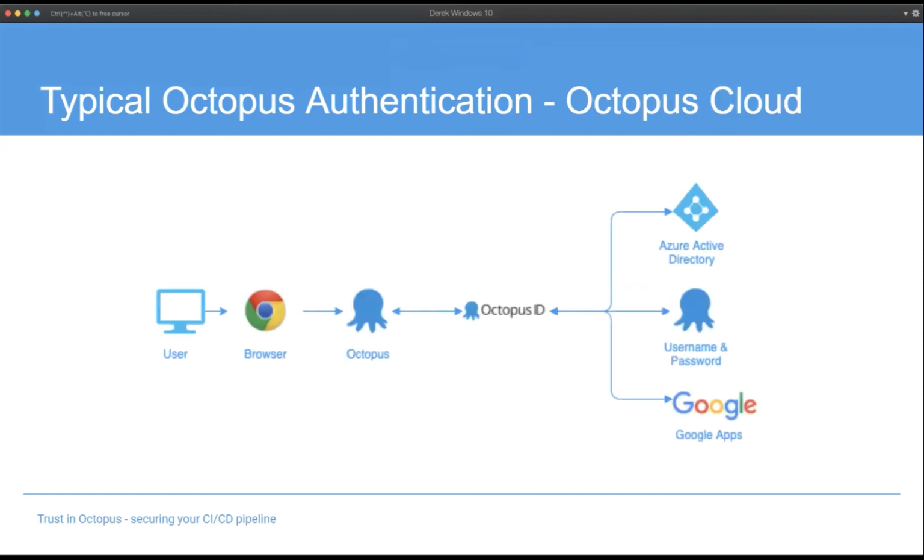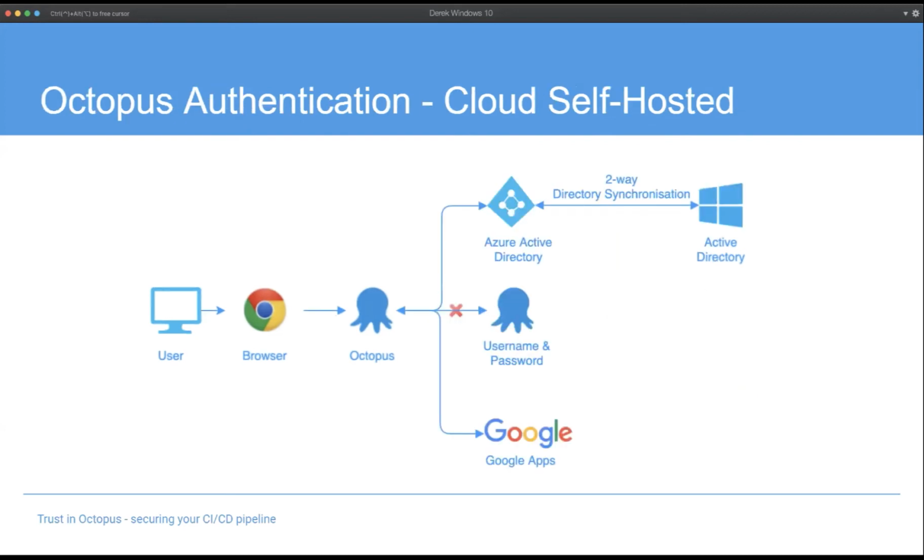This is the common setup for Octopus Cloud. You've got the user browser going to Octopus. They then use Octopus ID to authenticate, and that can be Azure Active Directory, username and password, or Google Apps. Now, let's jump onto the one that we're doing today.